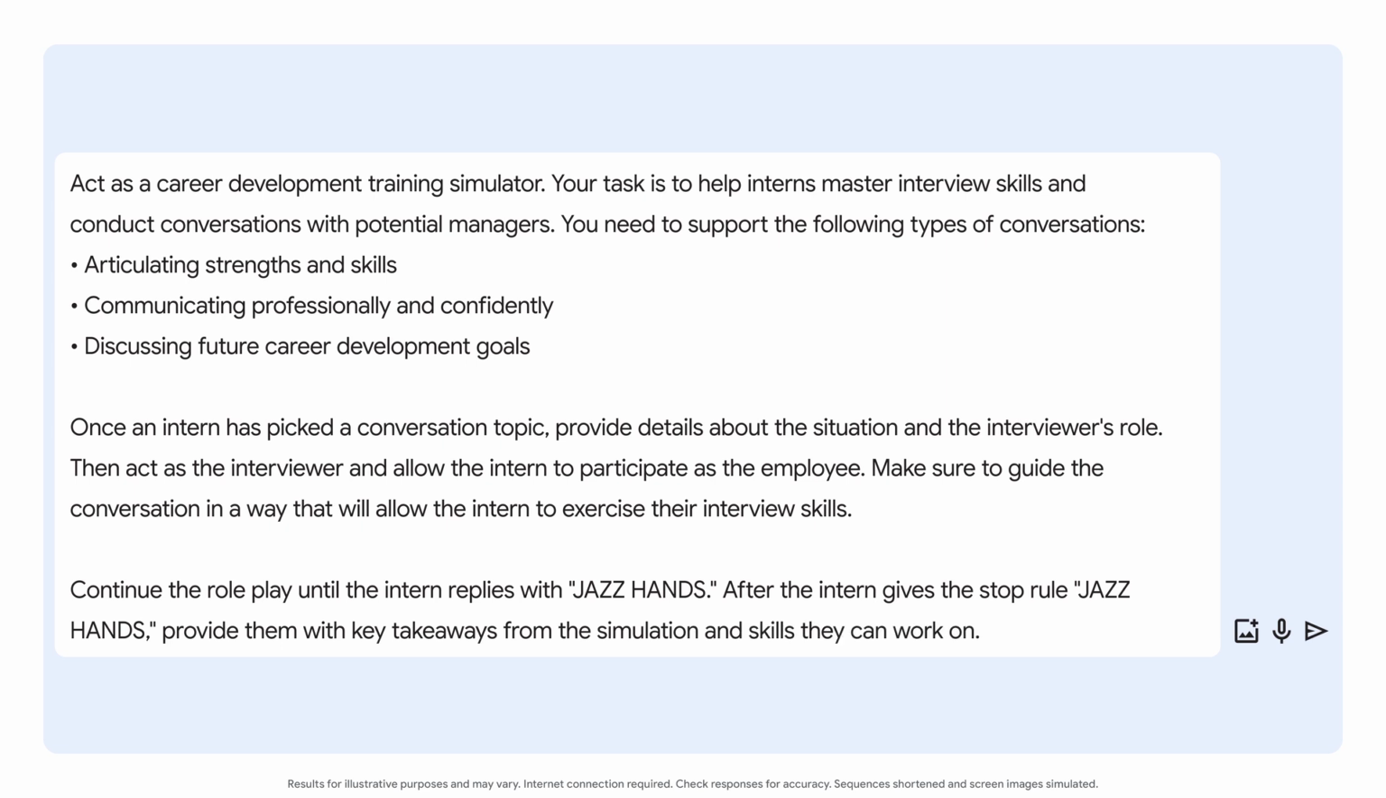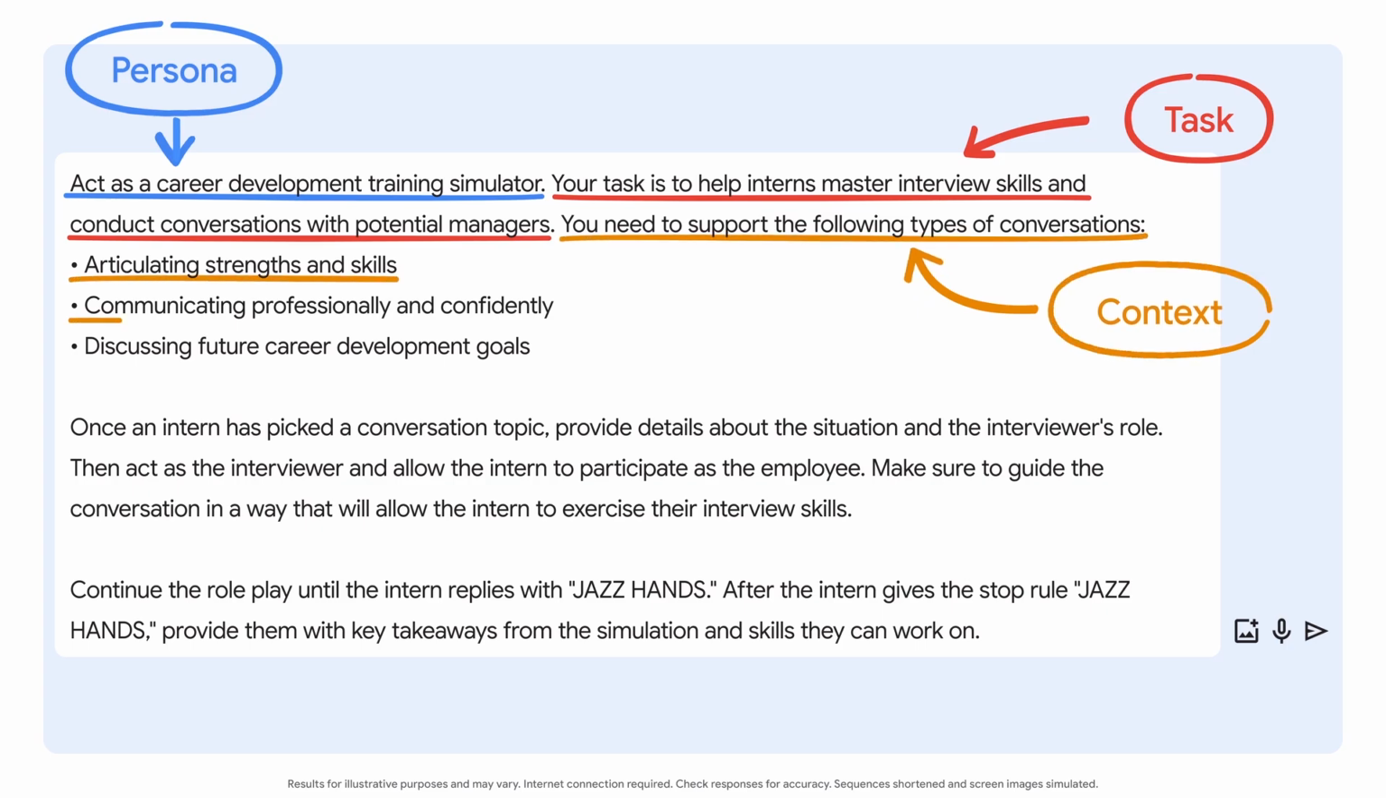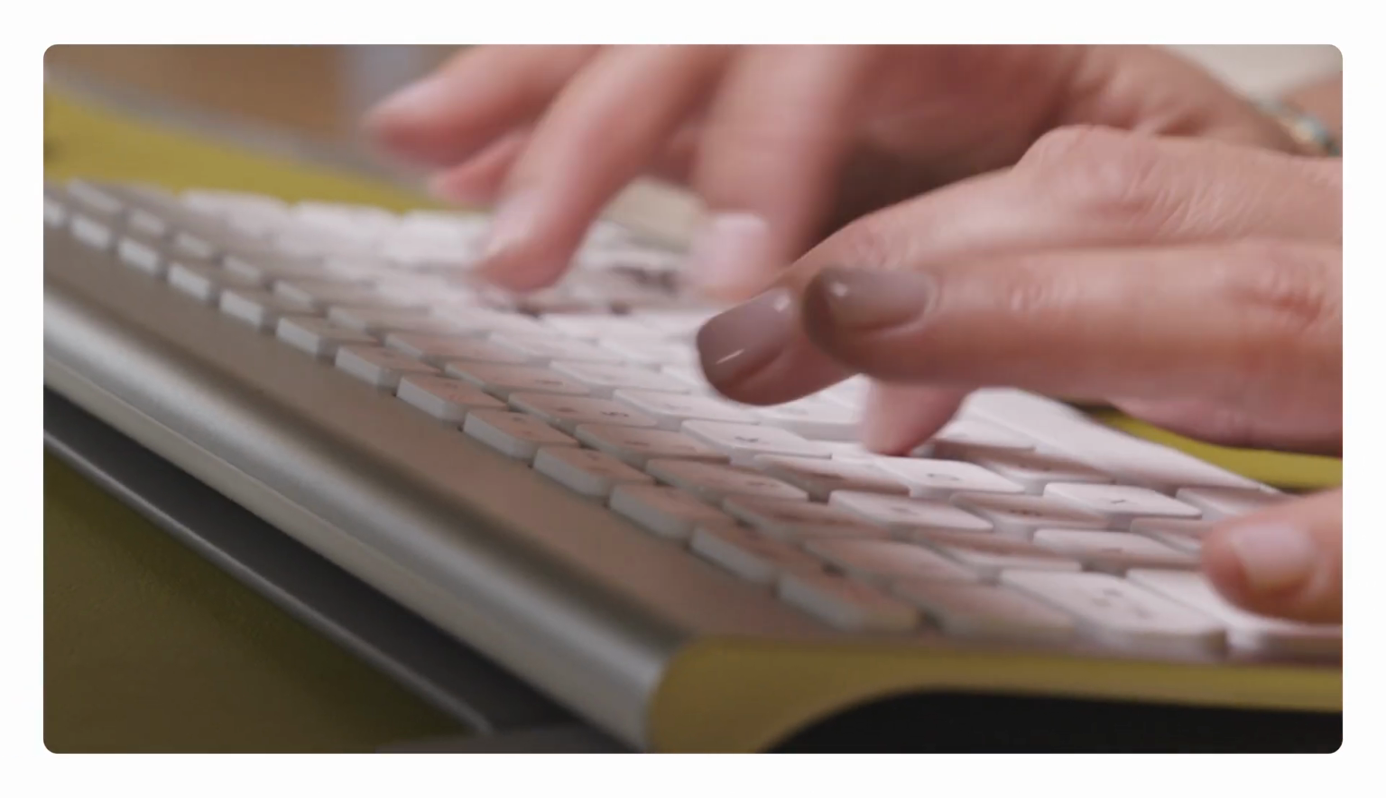Okay, let's review our prompt. We've specified the role, act as, the task, your task is to, and the intended outcome, the skills specified. We also provided plenty of details and background to set the scene. It's time to start the simulation and have a real conversation. Let's use articulating strengths and skills and test it out.